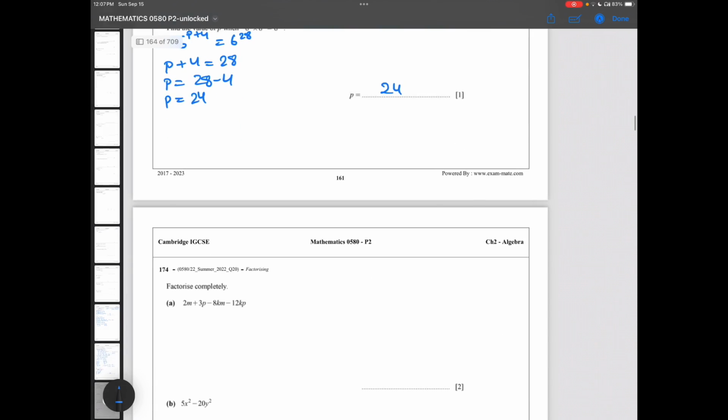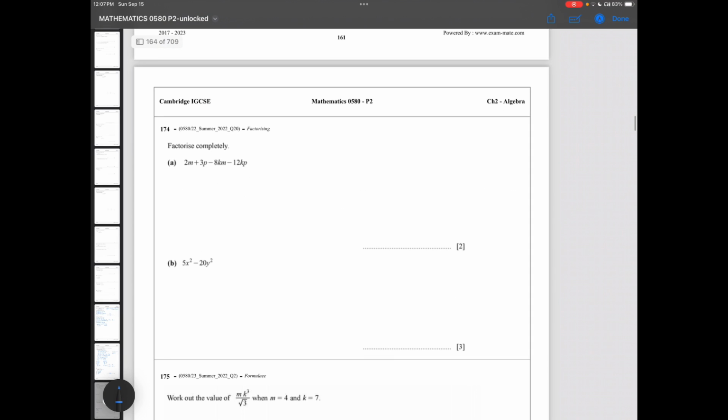Now in question number 174, it says factorize completely 2m plus 3p minus 8km minus 12kp. Whenever you get four terms in factorization, what you need to do is take the common from two terms and then again take the common from the other two terms. So I can see that if I write 2m minus 8km plus 3p minus 12kp, I just change the order of the expression so I can take the common easily.